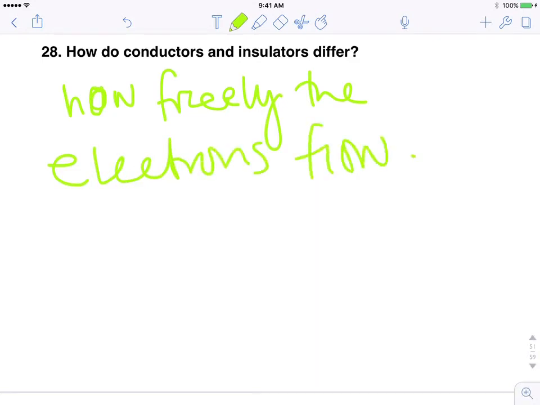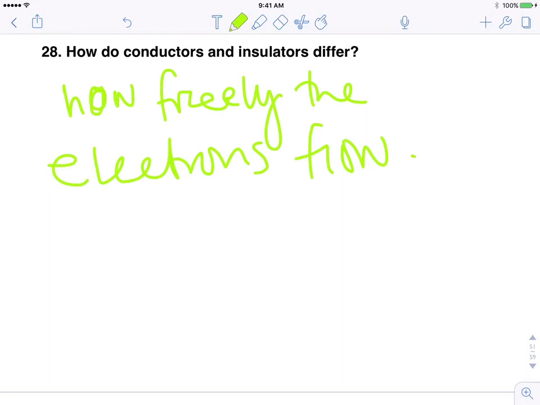Now, I know there's probably a much more technical way of saying this, but really, if you have a conductor, then your electrons are free to flow all over the place, and you will lose electrons and gain electrons easily, but insulators gain more than they give up. They hold on to their electrons, okay? So electrons aren't so free to move around.